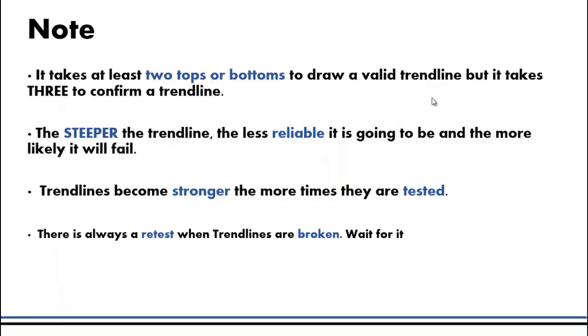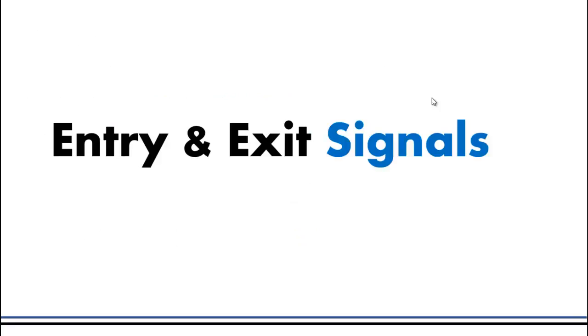Now take note, it takes at least two highs or two bottoms to draw a trend line, but it takes a third point to confirm the trend line. The steeper the trend line, the less reliable it will be, and it may fail. So we don't want a steep trend line that will fail. A trend line fails once price has passed through it or broken it. Trend lines become stronger the more times they are tested. There is always a retest when trend lines are broken, so it's better you wait for it.